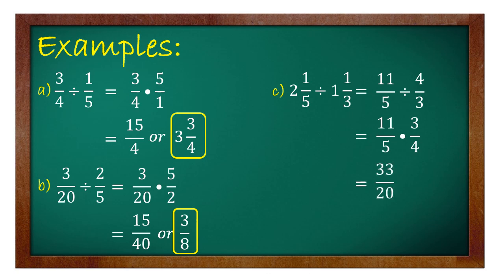So 11 times 3 is 33 over 5 times 4 is 20. So ang quotient natin is 33 over 20. Pero improper siya, so we still have to change this into mixed fraction. So, yung 33 over 20 magiging 1 and 13 over 20. So, that means yun na yung ating final answer.